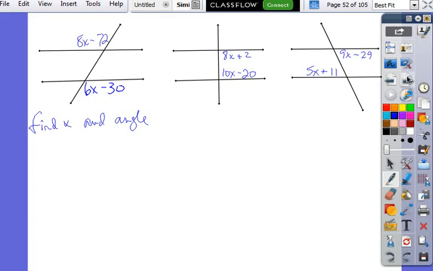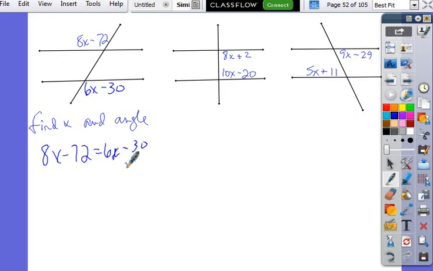The first one is alternate exterior. What is the rule for alternate exterior? Alternate exterior has to be the same. So when I see these two things, now I know they have to be the same. Figure out what kind of angles they are and use that particular rule. Well, now I just have a regular equation to solve.